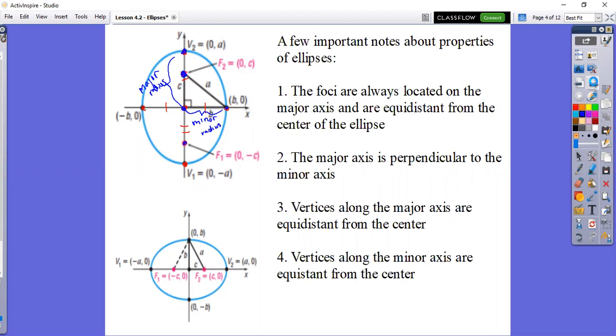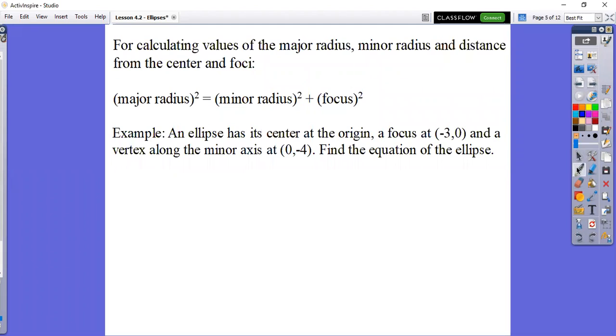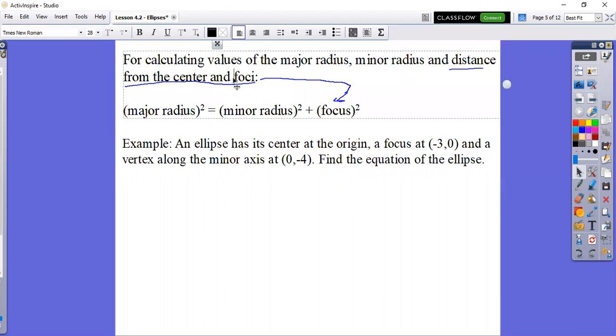All right, so let's take a look at a problem dealing with this. Whenever we're calculating the major radius, the minor radius, and the distance from the center to the foci, we can use this equation. The major radius squared is equal to the minor radius squared plus the focus squared. And what focus right here refers to is the distance from the center to the foci. I'll make that a little bit more clear: distance from the center to the foci.